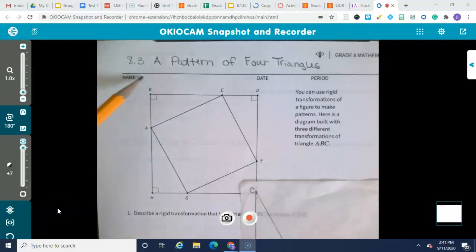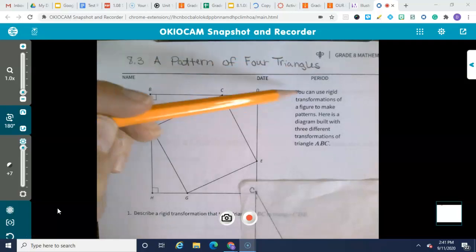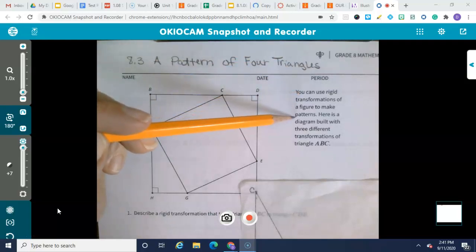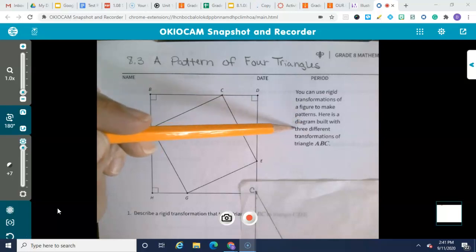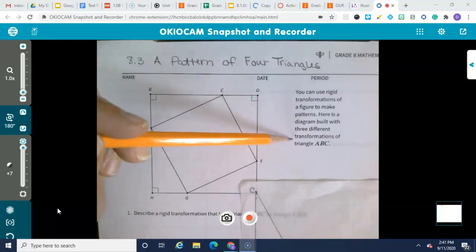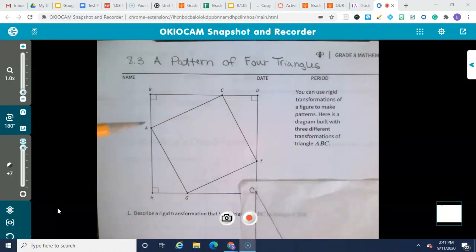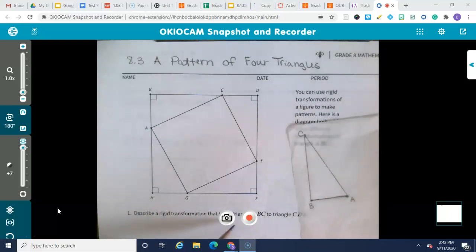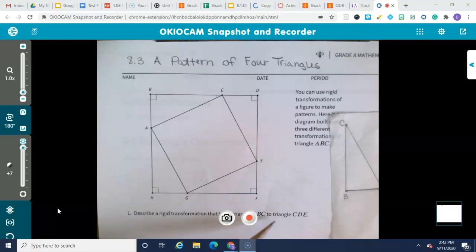Okay, so this activity is 8.3, a pattern of 4 triangles. You can use rigid transformations of a figure to make patterns. Here's a diagram built with 3 different transformations of triangle A, B, C. Okay? Number 1, describe a rigid transformation that takes triangle ABC to CDE.